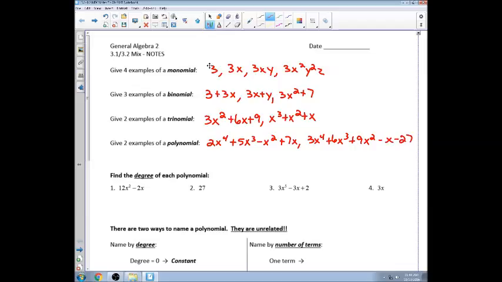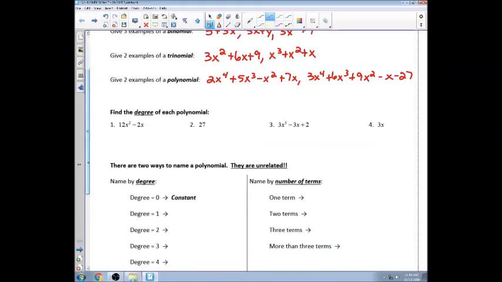Alright, so now we need to find the degree of each polynomial. The first thing we want to do is go ahead and put this in standard form. Looking at the first problem, are we in standard form? Yes, we are, because the largest degree is to the front. We got to remember that the largest degree is going to be the degree of our polynomial.